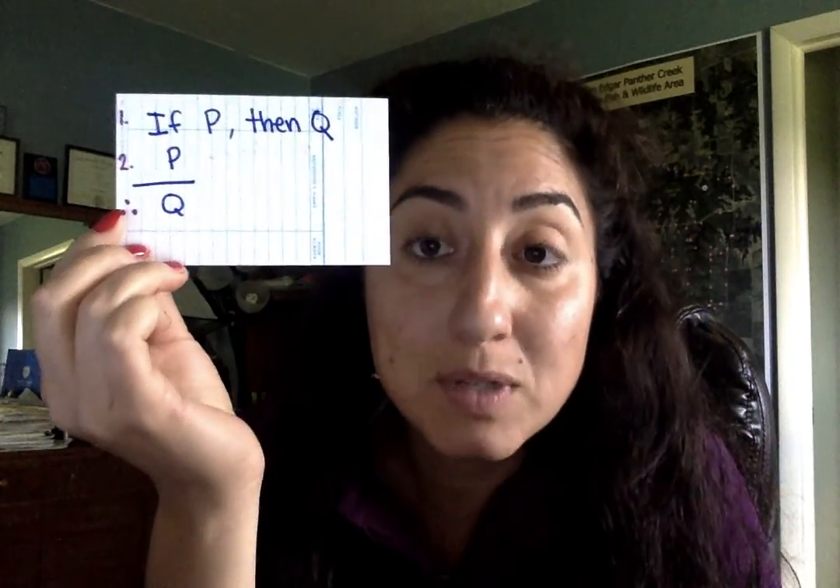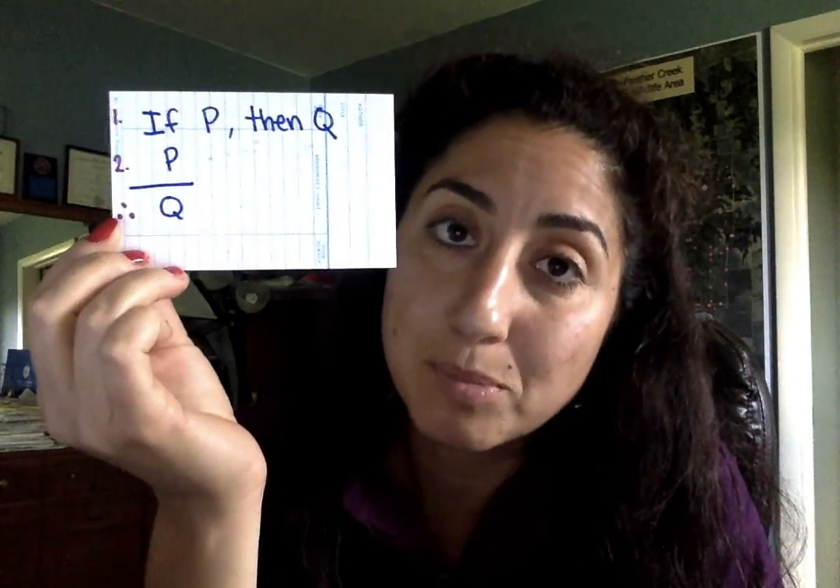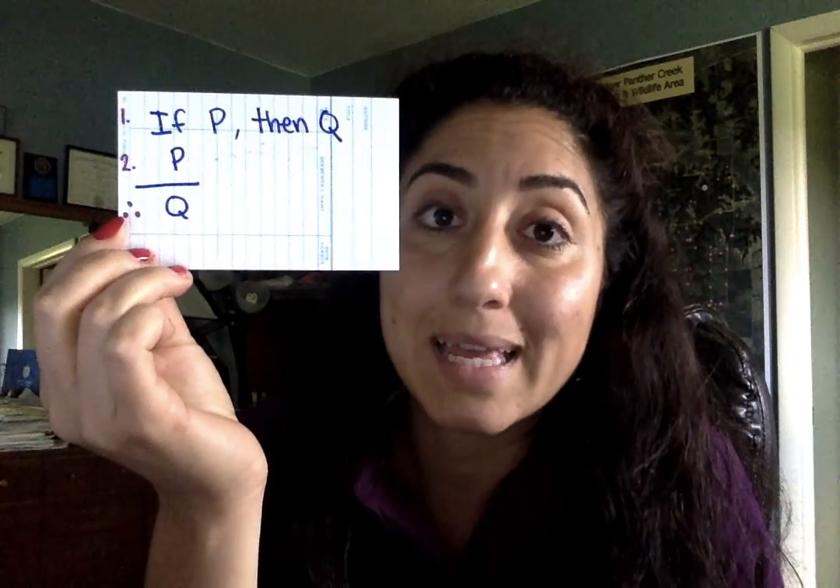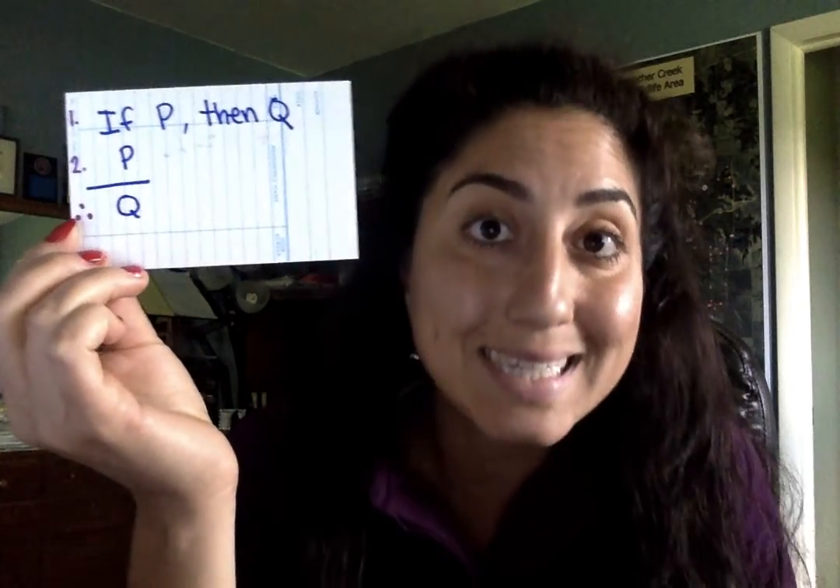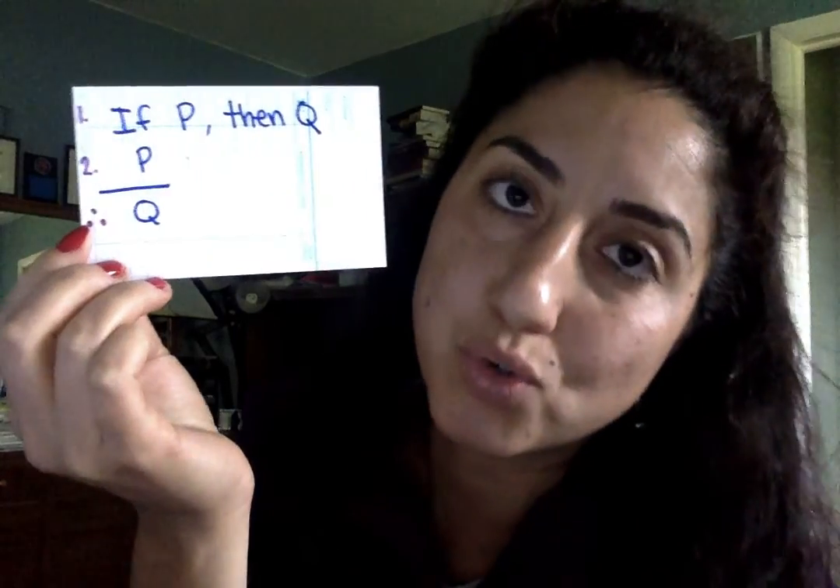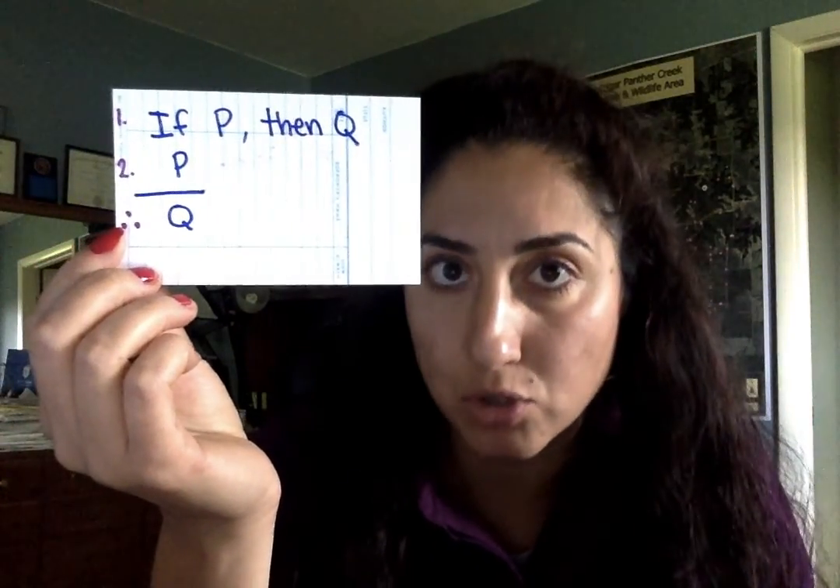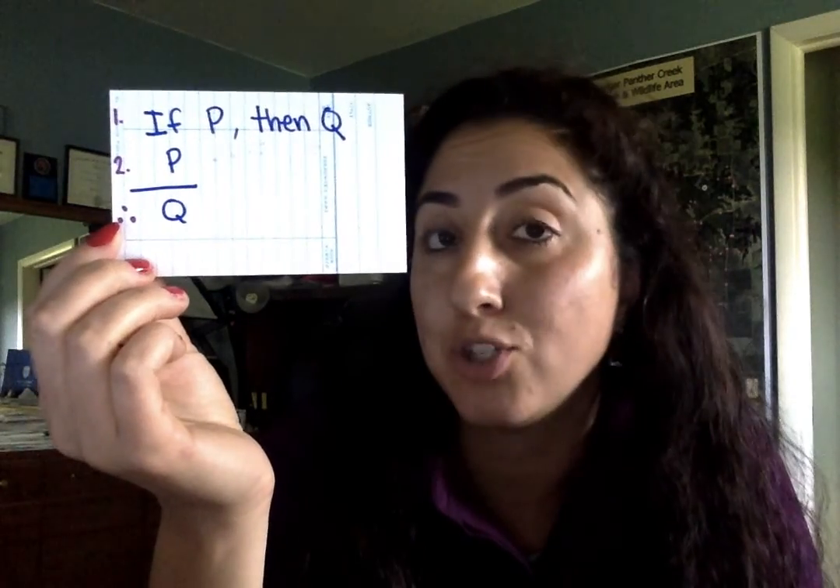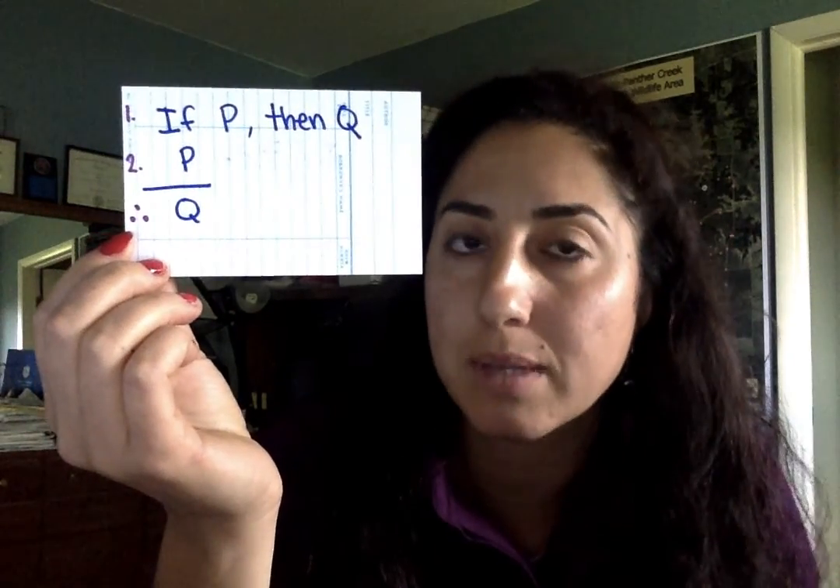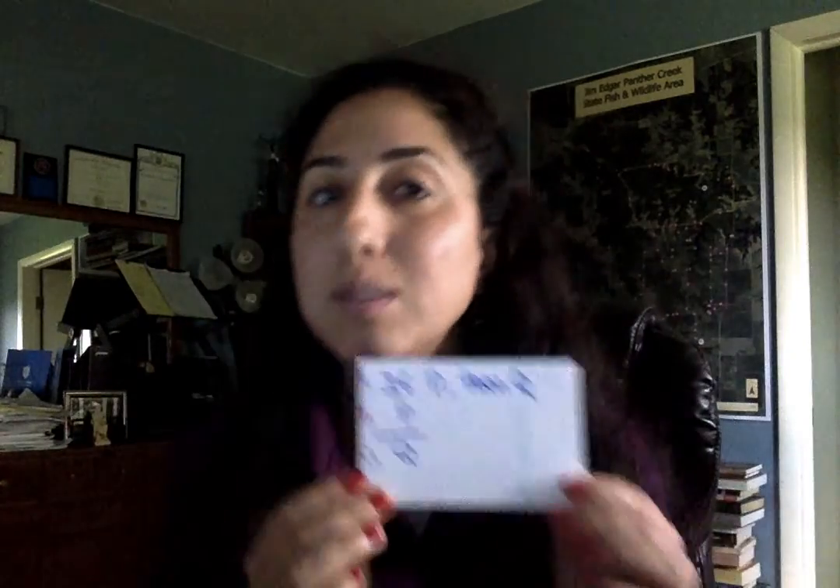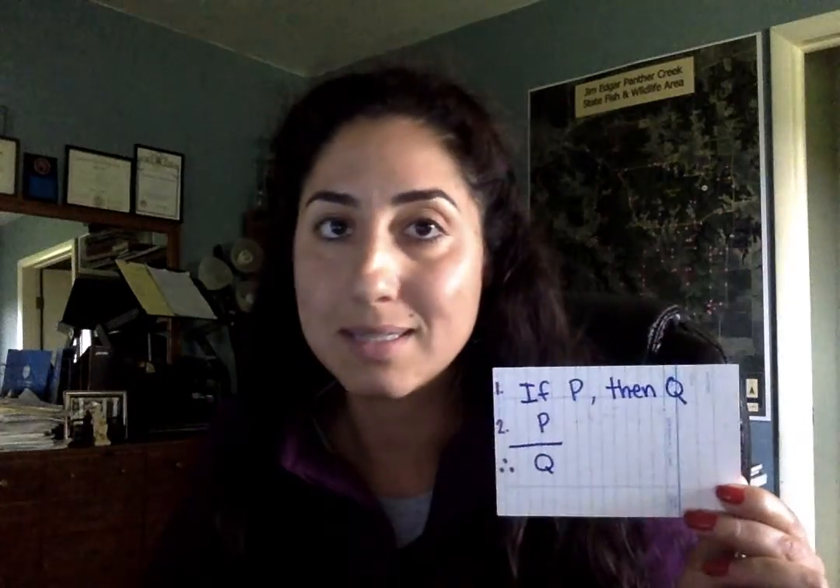Remember that modus ponens is a valid argument structure, meaning that its conclusion is necessarily true. It has to be true no matter what, so long as the premises are all true. So if 1 is true and 2 is true, the conclusion absolutely must be true. But just because it's valid does not mean it's sound.